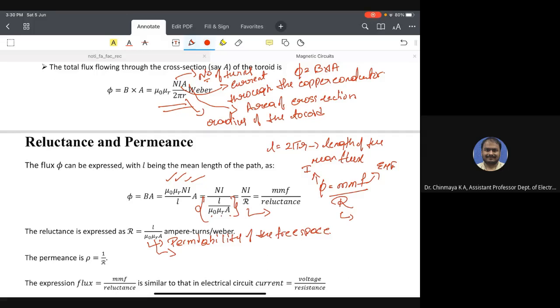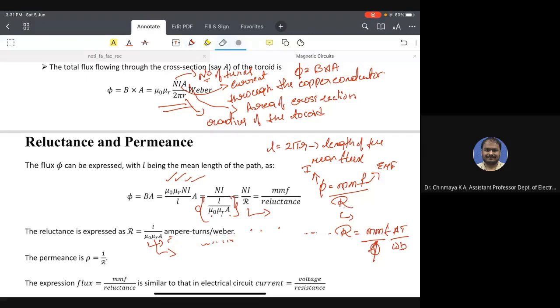The SI unit of mu naught is ampere turns per Weber, that is Ni divided by Weber, where Weber is the flux. So we know that phi is equal to mmf divided by reluctance R. Therefore, reluctance R is equal to mmf divided by phi. The SI unit of mmf is ampere turns, and the SI unit of phi is Weber. So the SI unit of reluctance is ampere turns per Weber.